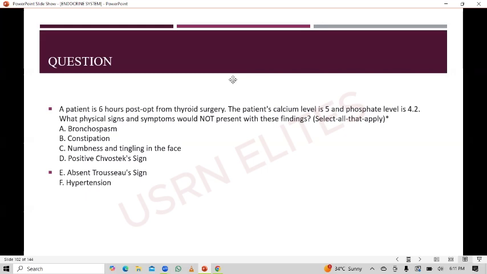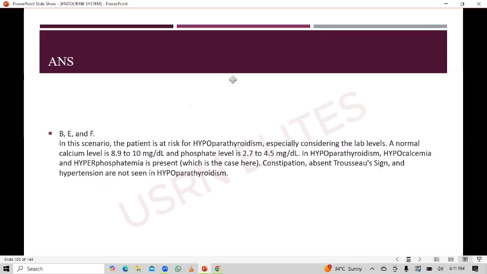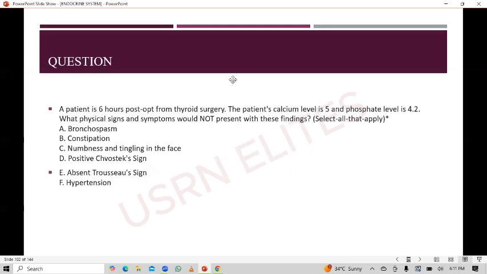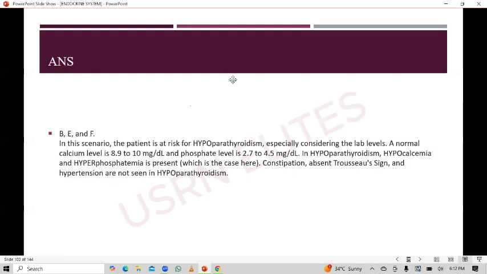We have bronchospasm, so are you picking that? No bronchospasm. The answer is B, E, F. You don't choose bronchospasm because when the calcium levels are low, there will be spasms. But the question is would not. Here the calcium level is low, it's 5. The question is asking which of them will not present when the calcium levels are low. So it's B, E, and F.